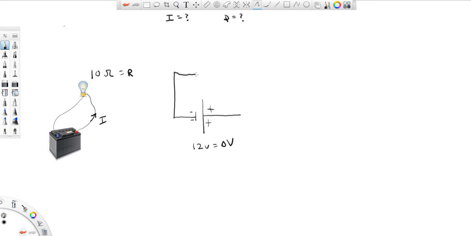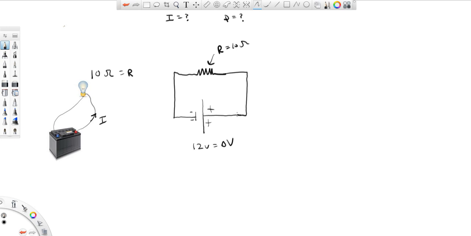Now for the light bulb, which has a 10 ohm resistance, we're going to put this symbol in its place because that is the symbol for resistance. I like to make my circuit diagrams kind of rectangular like this, but it doesn't matter. You can make this any shape you want. That's not important at all.